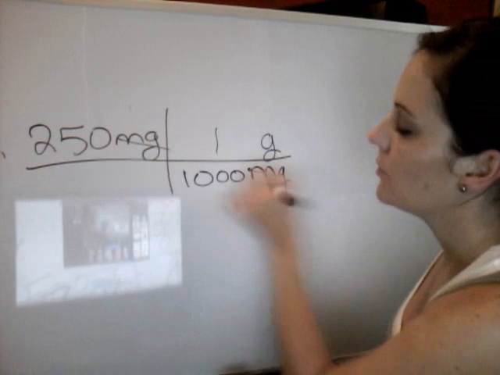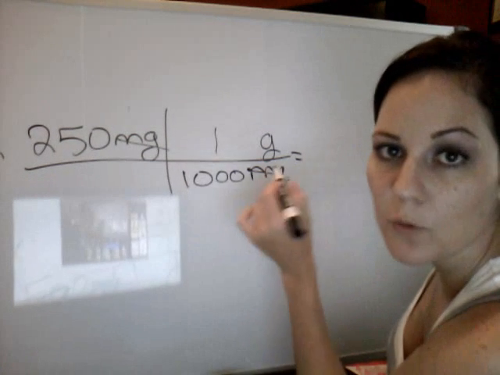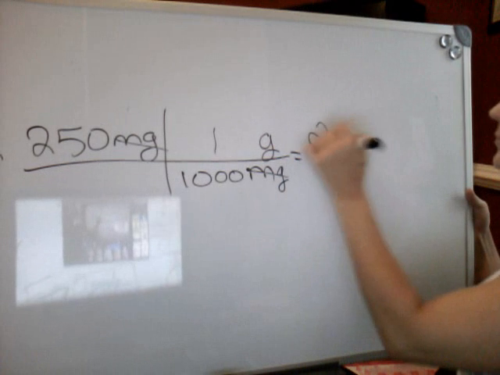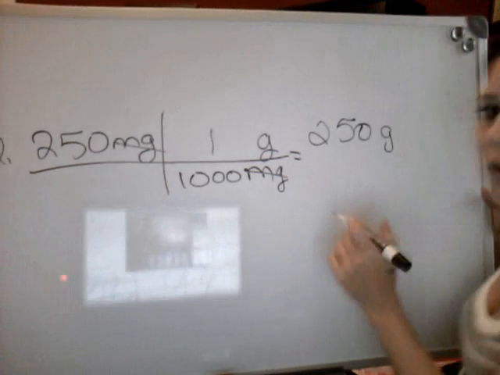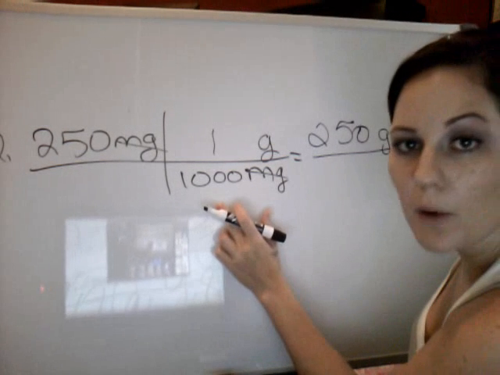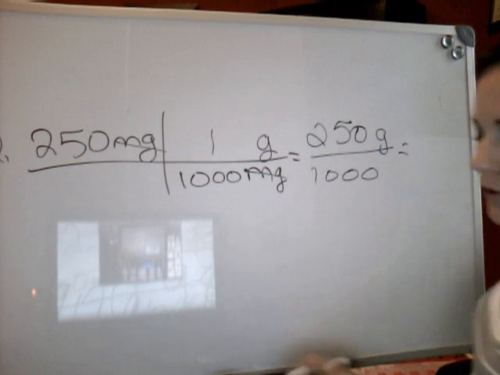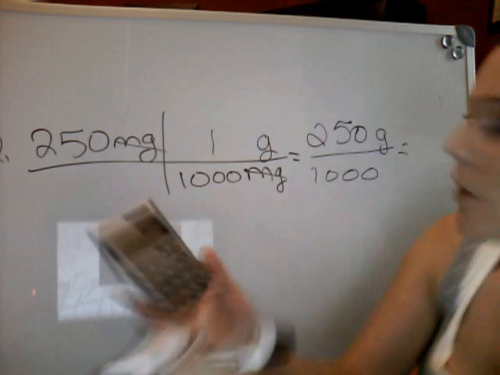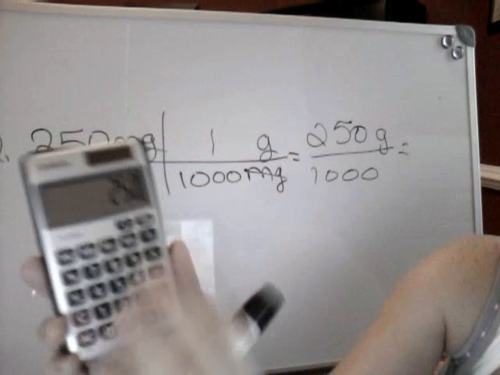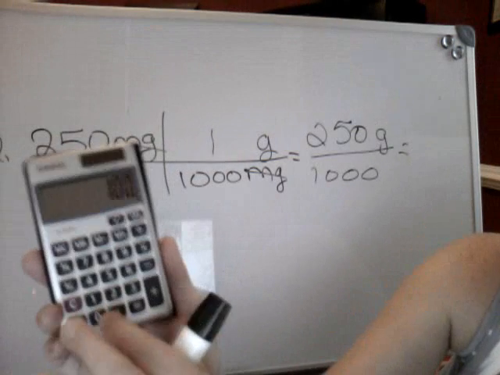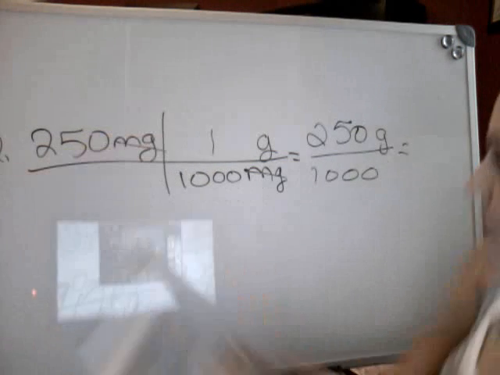So your milligrams cancel out, and now you're left with 250 times 1, which equals 250. Go ahead and put grams there if you like. And you're going to divide it by what's on the bottom. 1,000 is on the bottom. So take your calculator. You know I'm bad at math, so I have to use my calculator. Look at it. 250 divided by 1,000. It gives you 0.25.